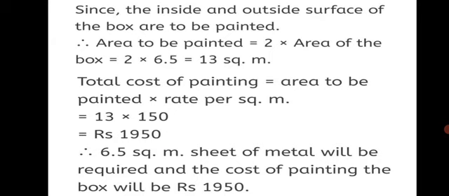So our final answer together we write down. Therefore 6.5 square meter sheet of metal will be required and the cost of painting the box inside and outside will be rupees 1950. So this way we have completed practice set 47 and also the chapter perimeter and area.